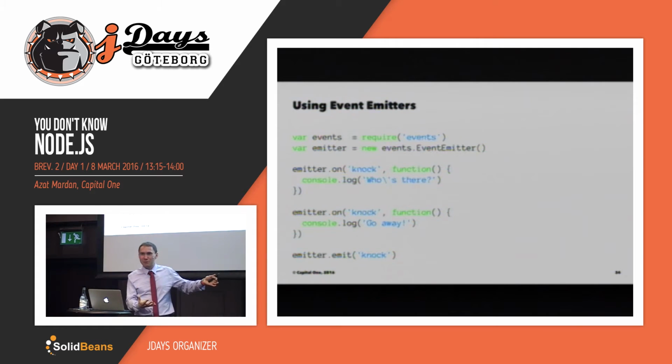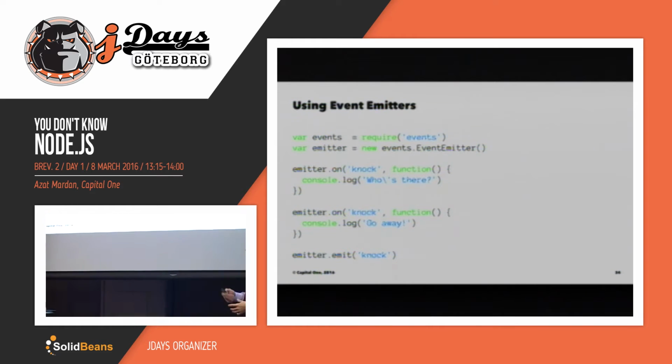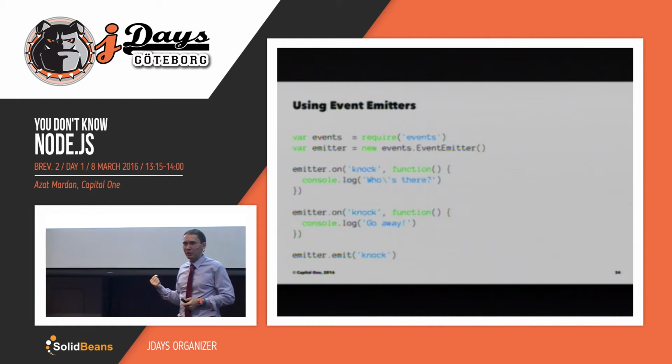Since you're already familiar with what observer is and why it's good, this is the Node.js implementation. So we have events, and require, that's how we require a module. As I've already mentioned, events is a core module, so we don't need to install it with NPM, we don't need to do anything extra, it's already part of the system, part of the platform.